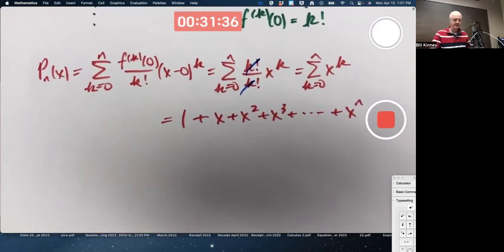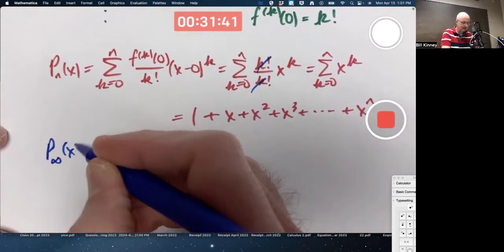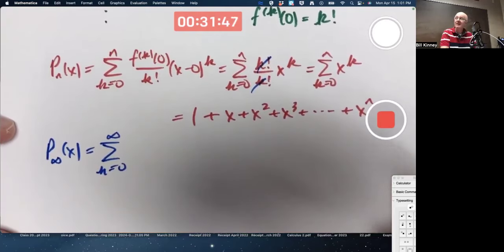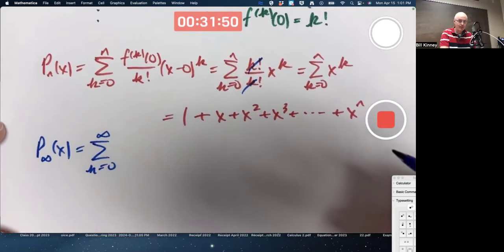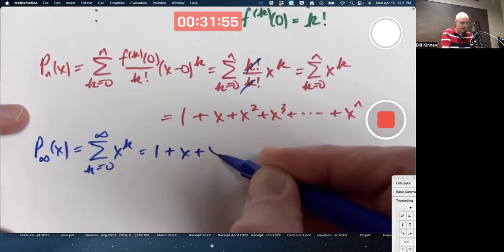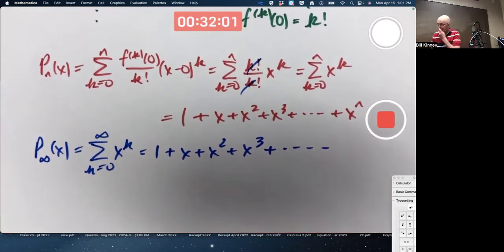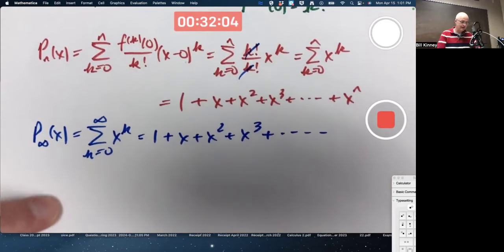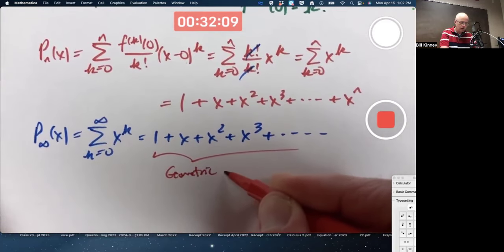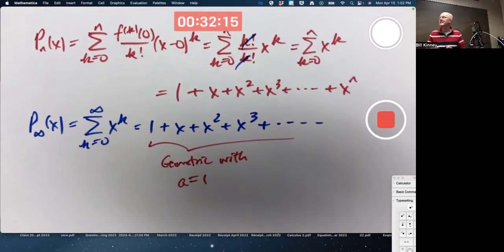The infinite version of this, which you could call P sub infinity of x, the infinite version of this, infinite series, it's an infinite sum. It would be a geometric series, an infinite geometric series with plus dot dot dot going on forever. This is geometric with leading term a equal to 1, but this a is different than the other a.